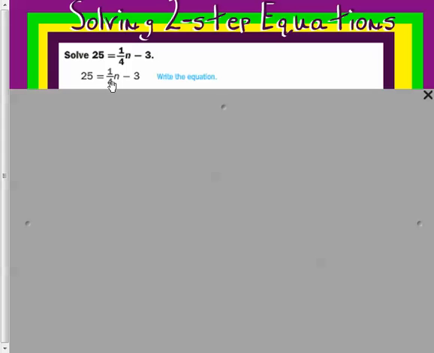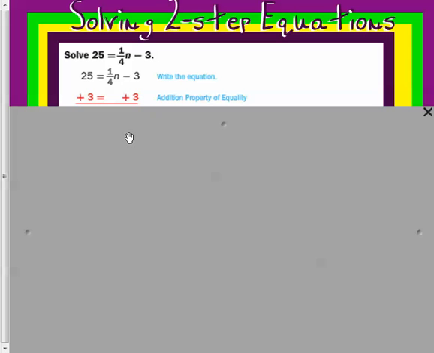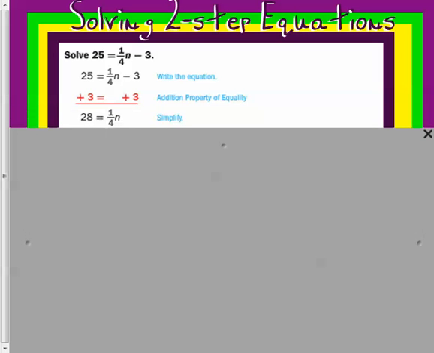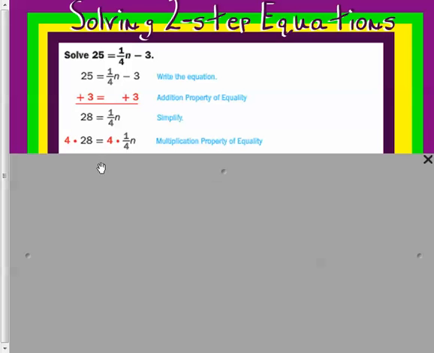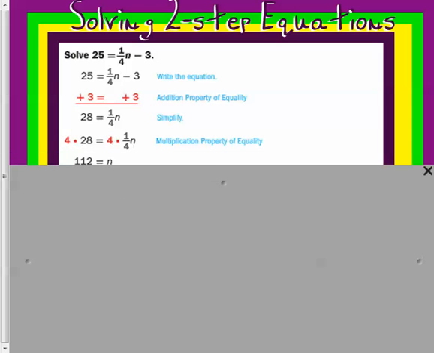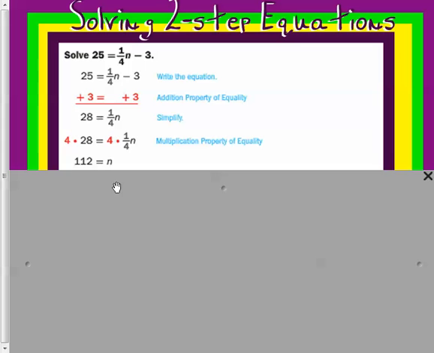Make sure that you start by rewriting it and taking the 3 away from both sides, or excuse me, adding 3 to both sides because it's a negative. And when you do that, you get 28 equals 1/4 n. Then what we're going to do is use our inverses, and we flip and we multiply by 4 over 1, which really you don't need the over 1, it's just 4. So when we multiply, we get 4 times 28, which is 112 equaling n.